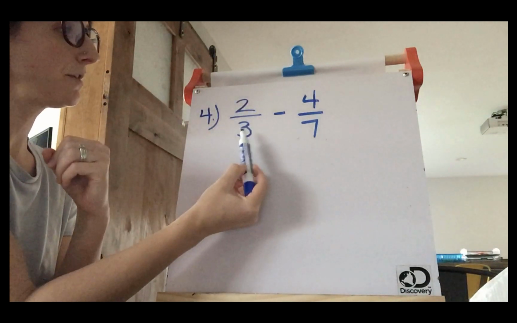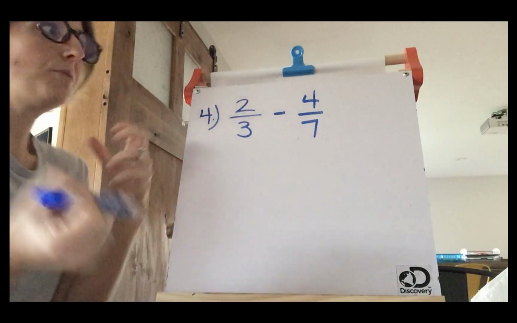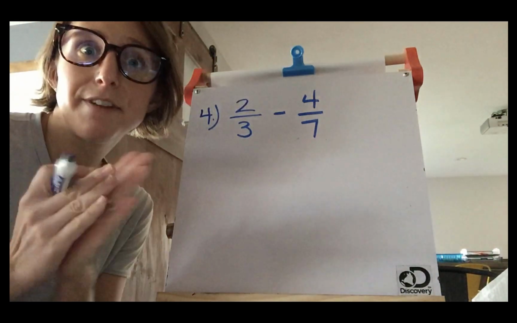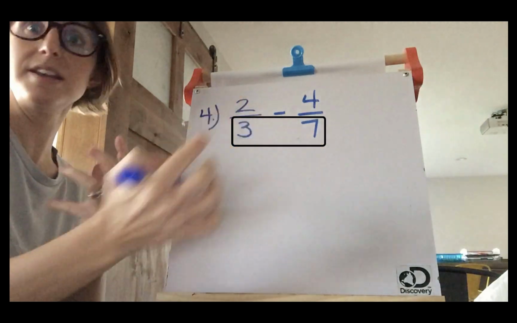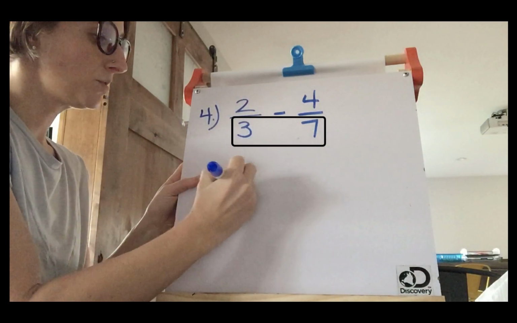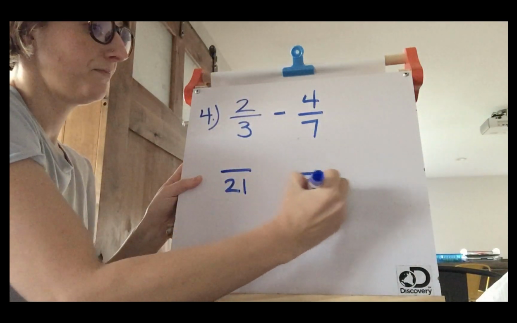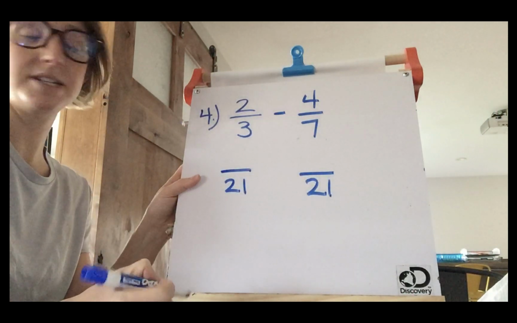So what does a common multiple of 3 and 7 share? You might go, Ms. Clifford, I don't know. A really easy way to find a common multiple for your denominators is just multiply those together. 3 times 7 is 21. So 21 is a common multiple. Therefore, it's our common denominator.